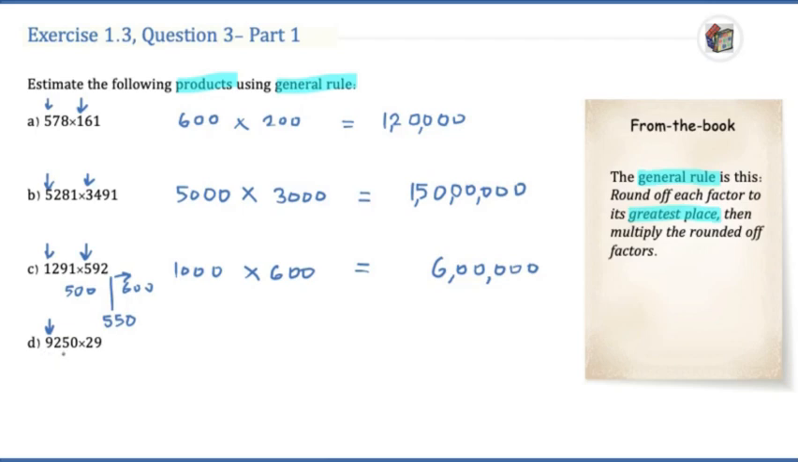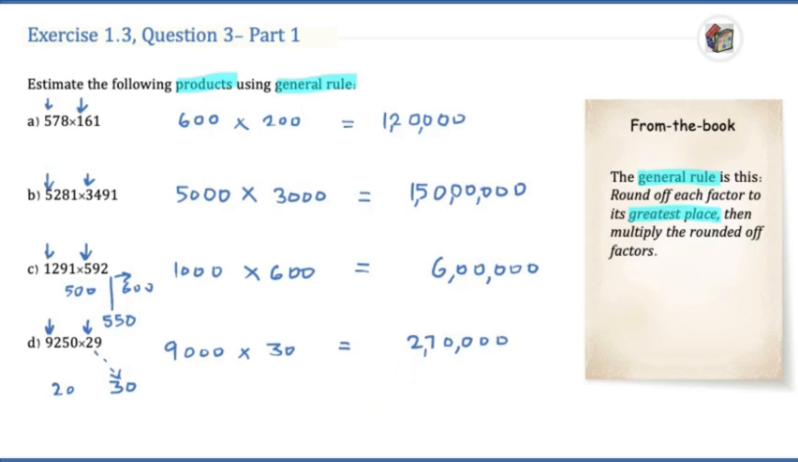Last one, greatest place is the thousands place. It is between 9,000 and 10,000 and it is closer to 9,000. Then 29, greatest place is this, the tens place. So it's basically between which two numbers, which two multiples of 10? It's between 20 and 30. But this is definitely closer to 30. So that is what you take here. Now the product, 9 times 3 is 27, and then you put the 4 zeros all at once. It's 2,70,000.